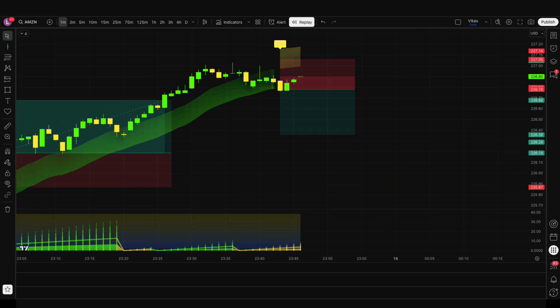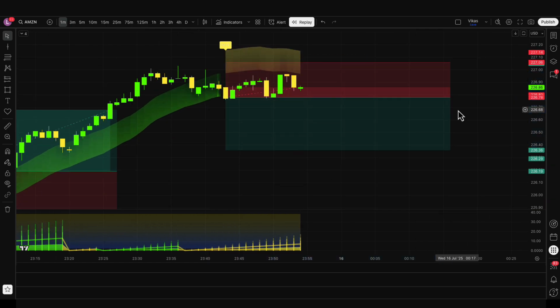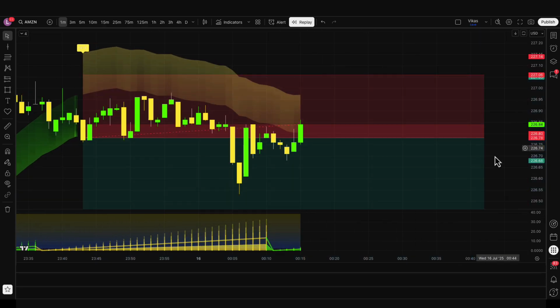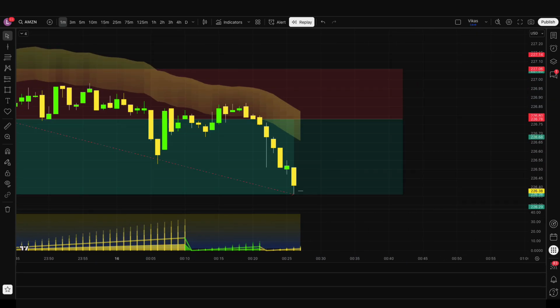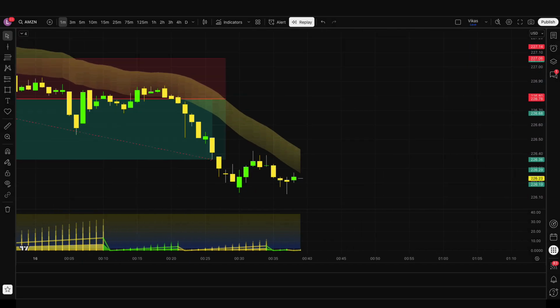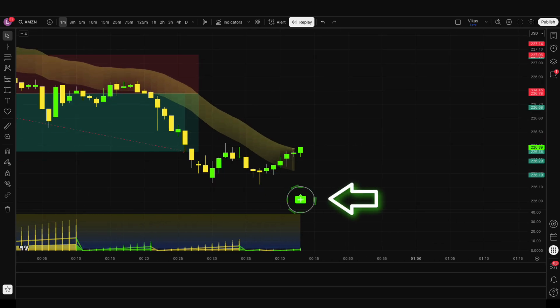Let's see what happens to our trade. Our trade is running in profit. We have won this trade. Let's find the next trade. Here the zero lag trend indicator gives us a buy signal.